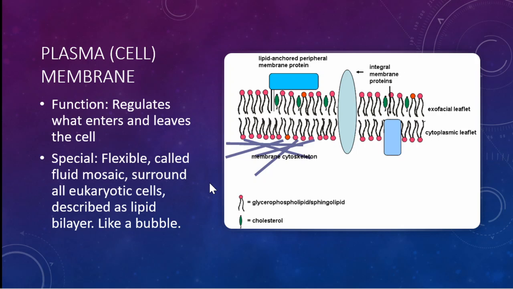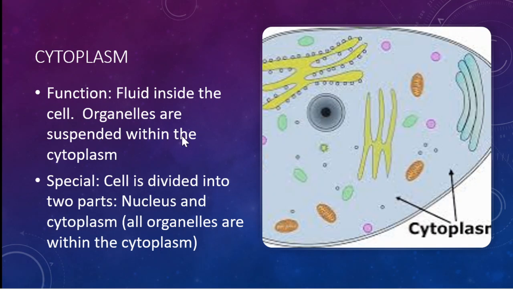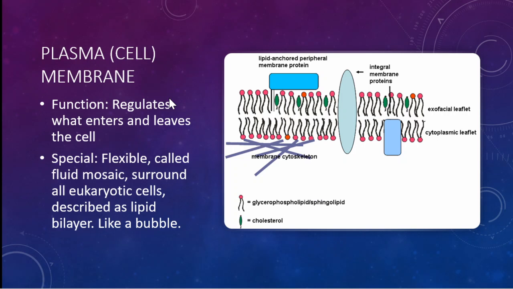So let's look. The first thing we have is the plasma or cell membrane. Its function is that it regulates what enters and leaves a cell, what comes in, what comes out. Special information is that it's flexible, called fluid mosaic. It's very fluid. It surrounds all what we call eukaryotic cells, which you have, and is described as a lipid bilayer. These are made of lipids, and it's like the outside of a bubble. Oops, I forgot to tell you, this plasma cell membrane is in plants and animals.